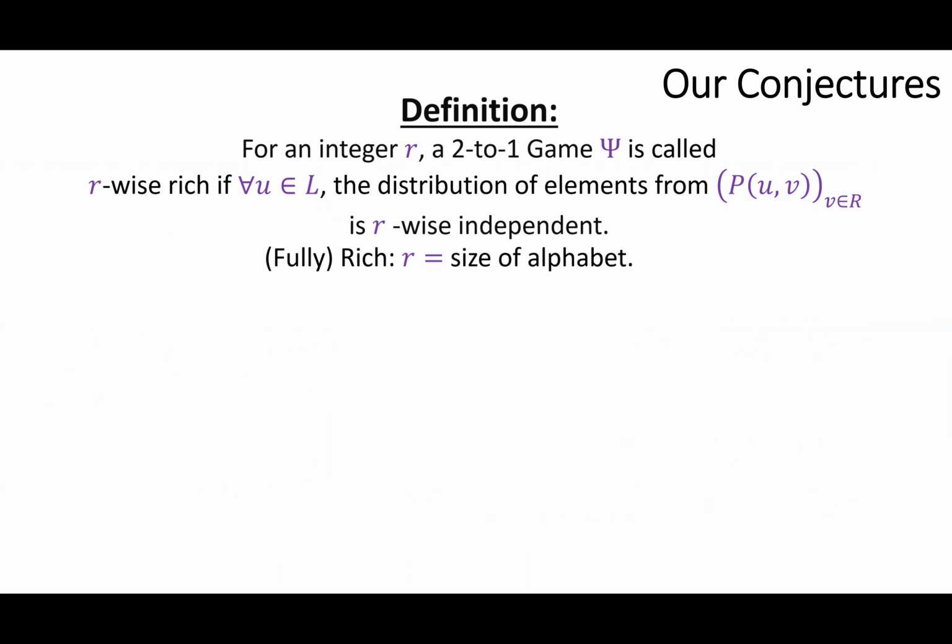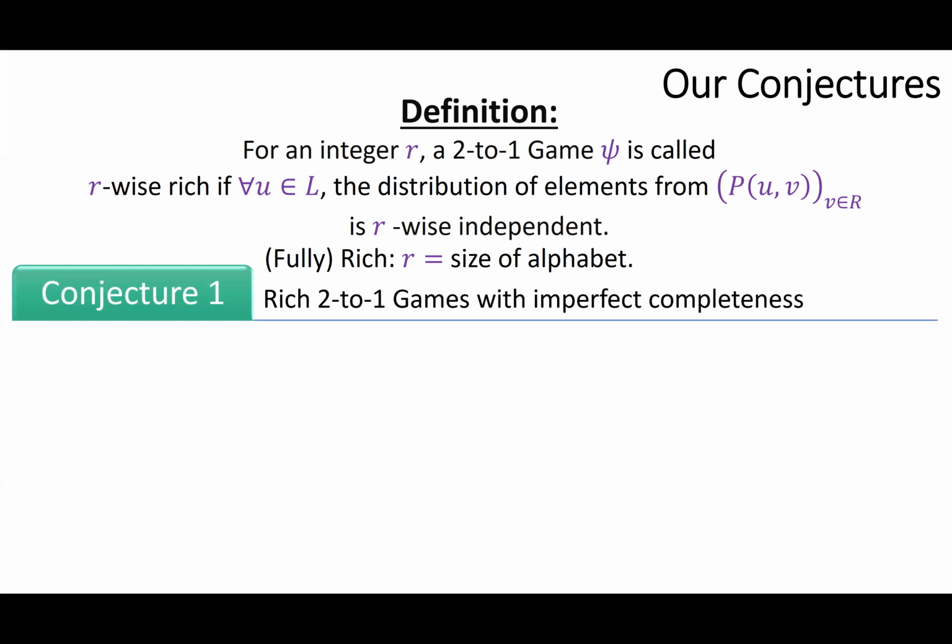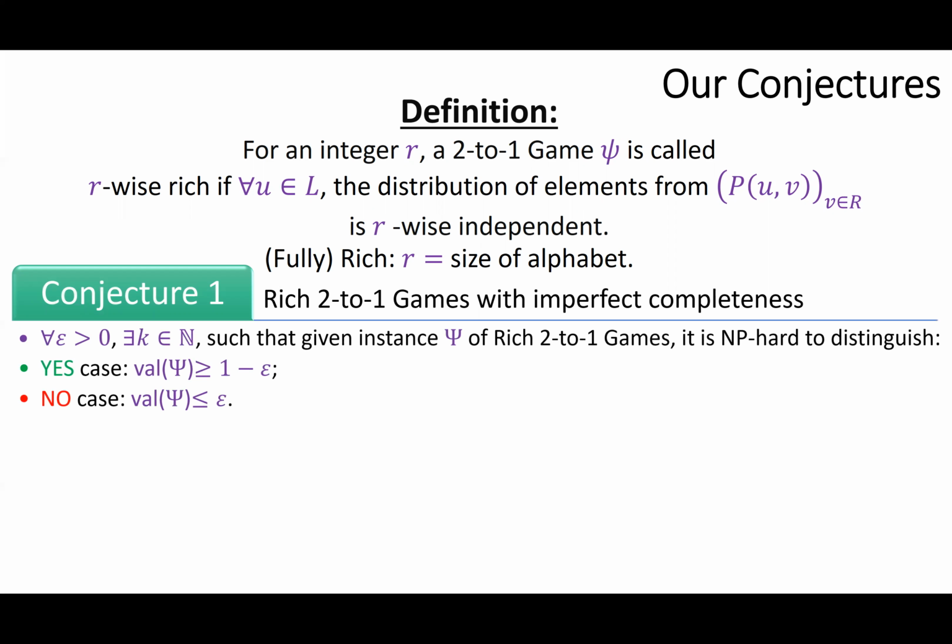And now that we have that, I can tell you our conjectures, which are new conjectures that sort of make a way between 2-to-1 games and unique games. So our first conjecture asserts that rich 2-to-1 games remain hard with imperfect completeness. Namely, for every epsilon greater than 0, for sufficiently large alphabet, if I give you a fully rich 2-to-1 game, it's NP-hard for you to tell me whether it's almost satisfiable or it is at most epsilon satisfiable.